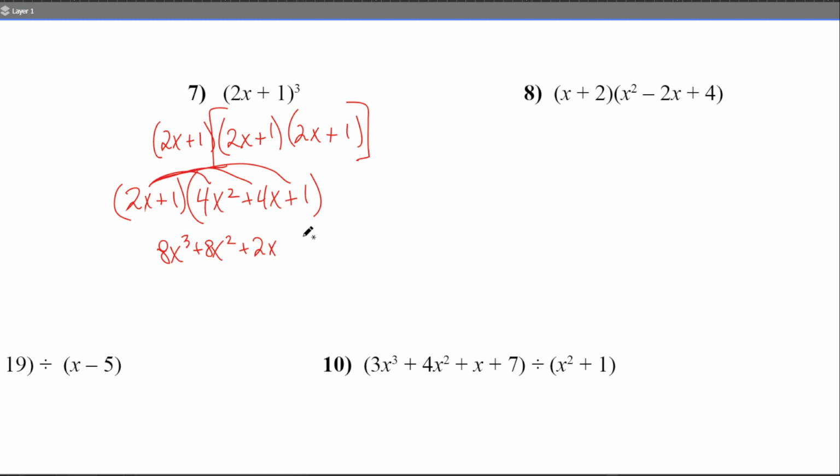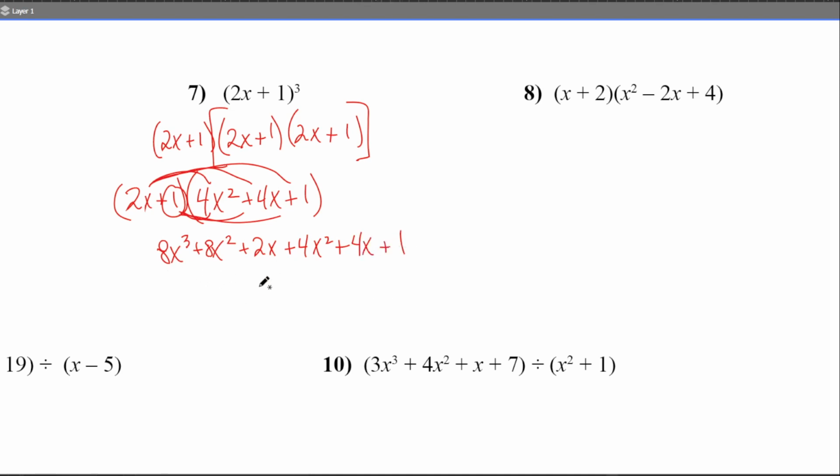All right? And let's continue. Let's take that 1 and multiply it by everything. Well, that's pretty easy because it's just times 1, so it really just stays the same. So it's plus 4x squared plus 4x plus 1.